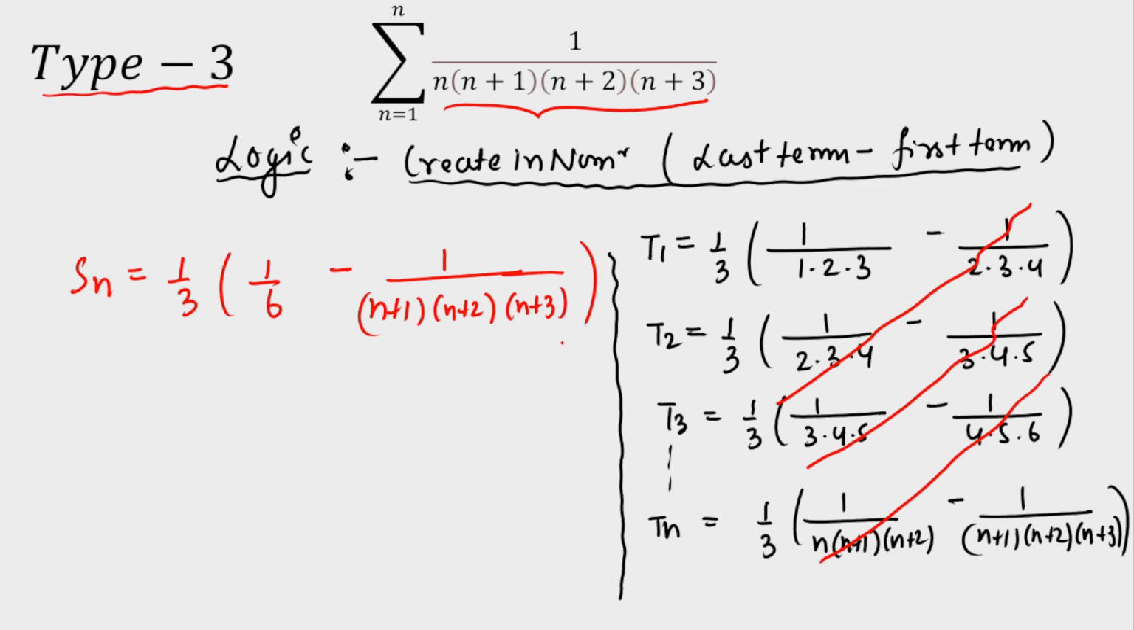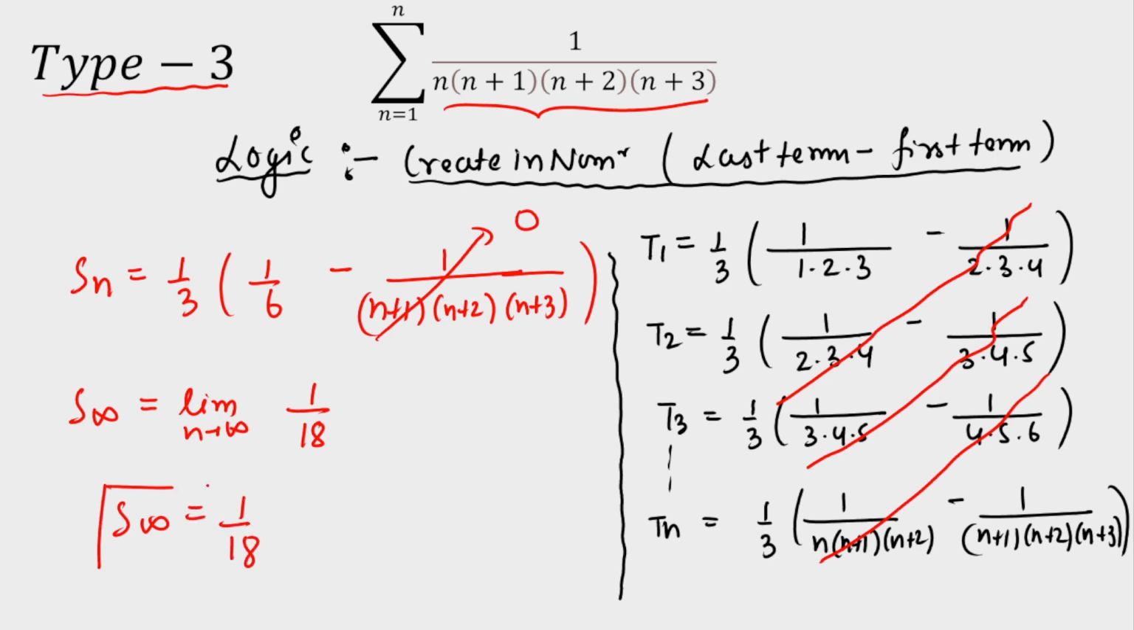So s of n will be this, and they can ask you one more thing, that is s of infinity. The moment you take the limit, n tending towards infinity, 1 upon infinity will be 0. So this term will be 0, and s infinity will be equal to 1 by 18. So these are the two things they can ask you: sum till nth term or s of infinity, which is 1 by 18. Now let's move on to one more question of type 3.